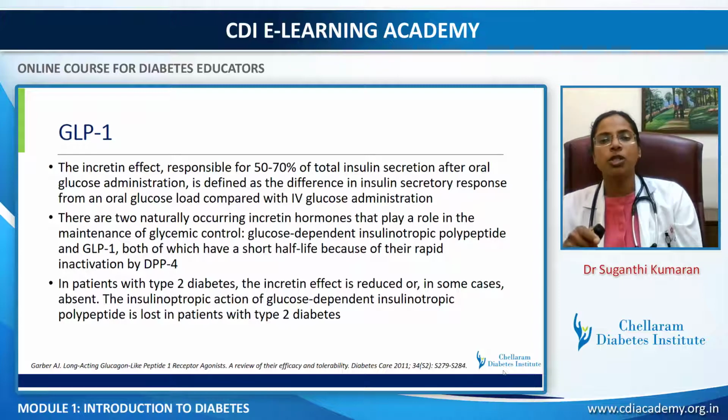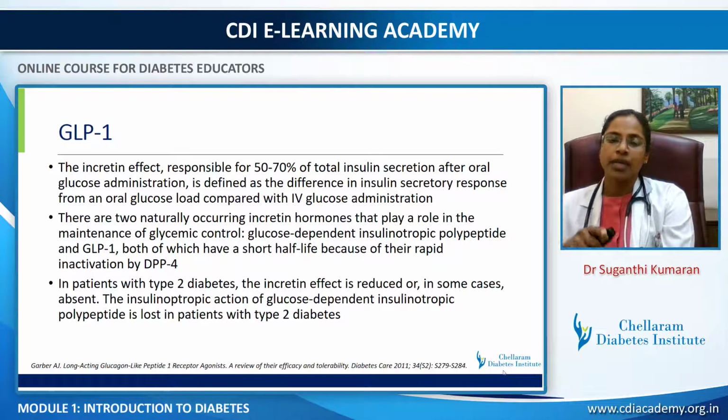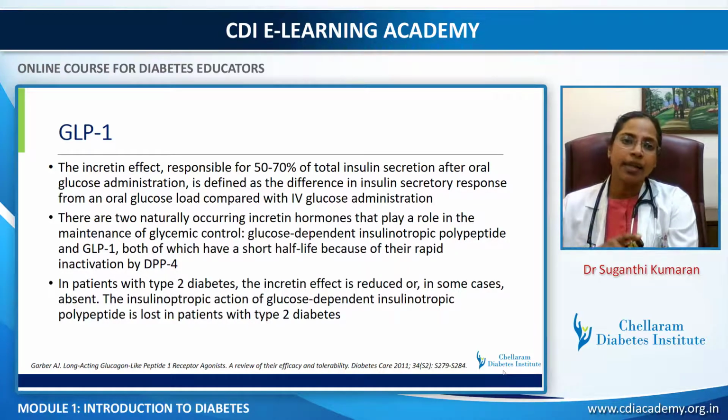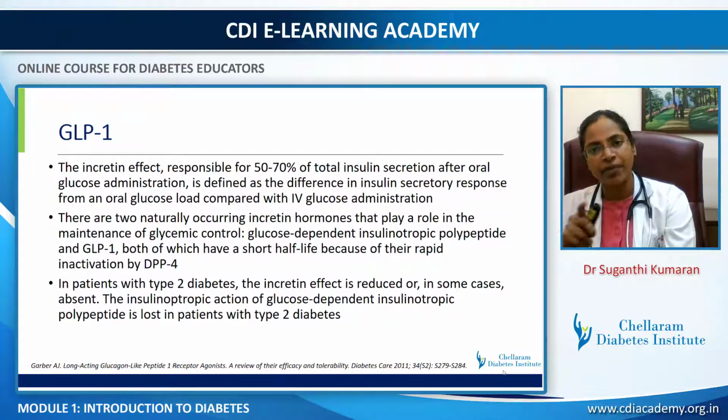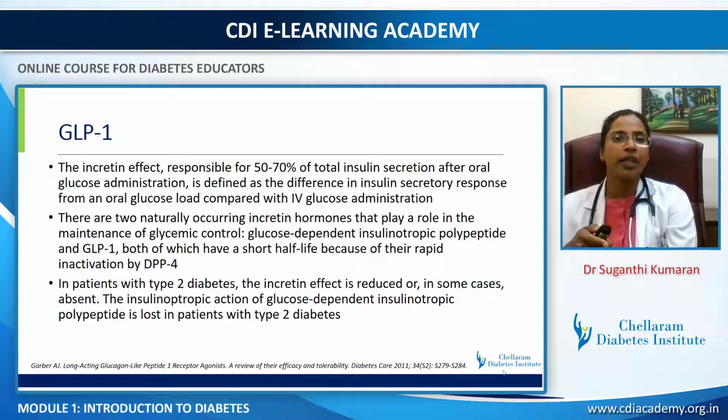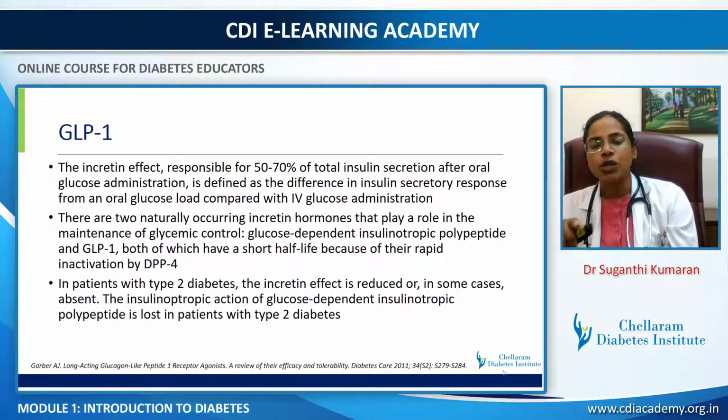So the incretin effect, responsible for 50 to 70% of total insulin secretion after oral glucose administration, is defined as the difference in the insulin secretory response from an oral glucose load compared with IV glucose administration. There are two naturally occurring incretin hormones that play a role in the maintenance of glycemic control, which are glucose-dependent insulinotropic polypeptide and GLP-1, both of which have a short half-life because they are destroyed by what is called DPP4, dipeptidyl peptidase 4. So this enzyme destroys GLP-1 and GIP.